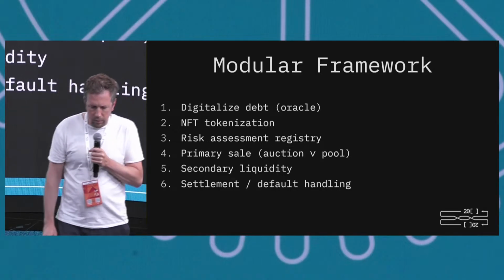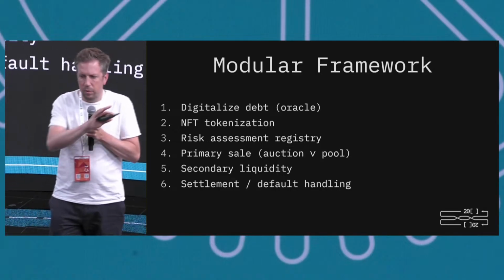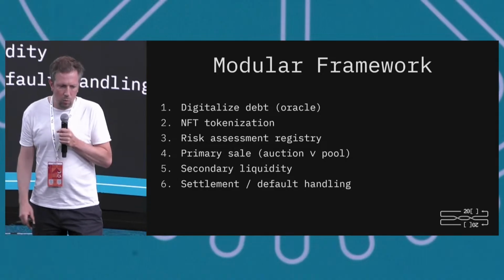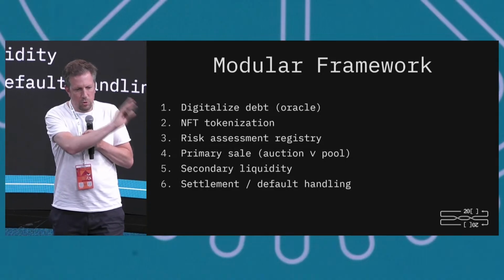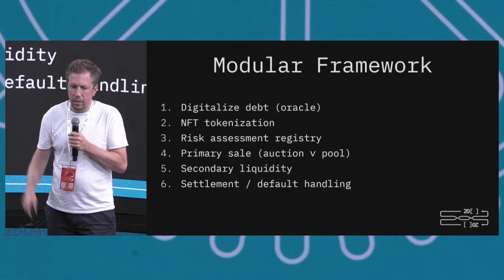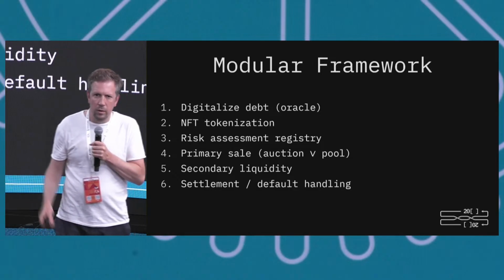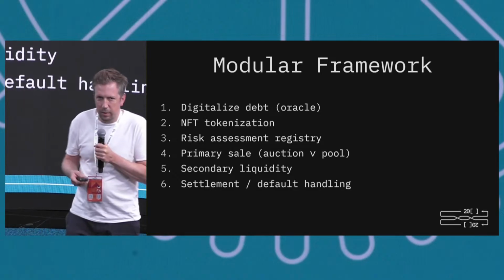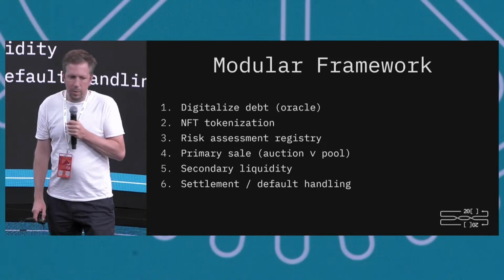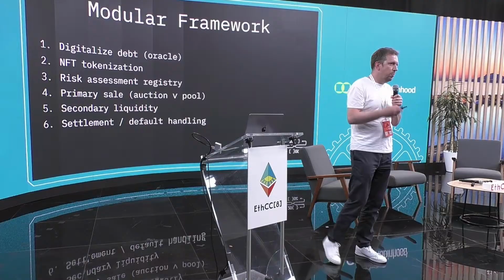What are we doing? At the moment we have 6 components that you can think of as a pipeline. You start on one end, which is the digitalization step, and at the end there is the settlement and default handling. In principle, there's a 7th step linking things together, but that's pretty straightforward at some level. Okay, I will go through these components.